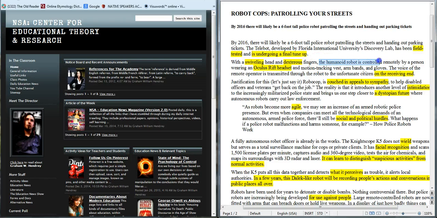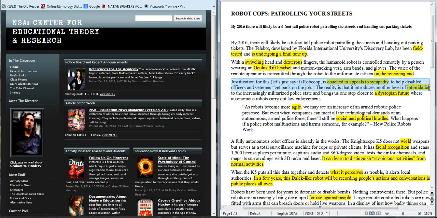The humanoid robot is controlled remotely by a person wearing an Oculus Rift headset and motion tracking vest, armbands and gloves. The voice of the remote operator is transmitted through the robot to the unfortunate citizen on the receiving end. Bad luck, mate. Justification for this, let's just say it, RoboCop, is couched in appeals to sympathy to help disabled officers and veterans get back on their job.